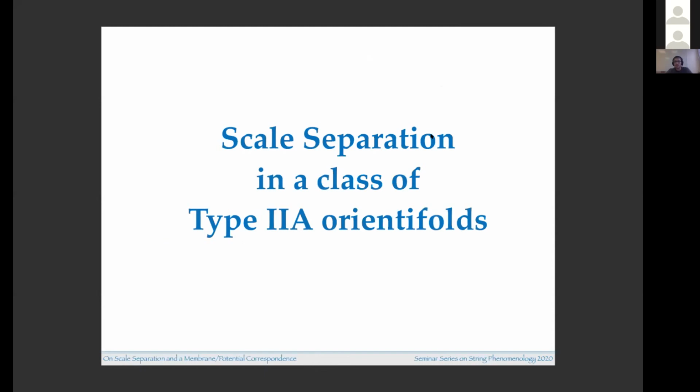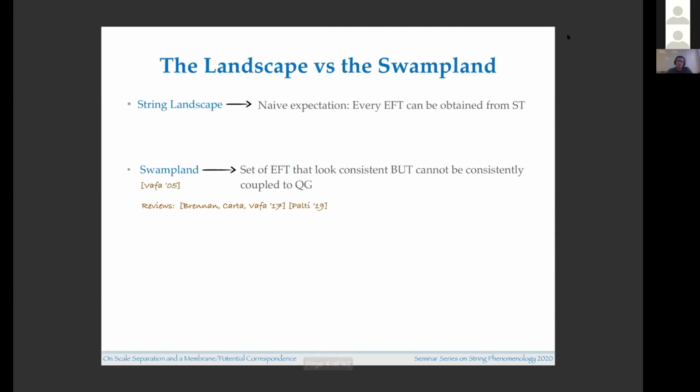Since this is a string pheno seminar talk, I guess I don't really need to introduce the swampland. So let me very quickly go over it and say just that the swampland is the concept that appeared as opposed to the landscape, in the sense that not every effective field theory which looks consistent in lower dimensions, or in lower energies, can actually be coupled to quantum gravity. In fact, there is a huge set of effective field theories that look consistent from the IR perspective, but cannot be coupled to quantum gravity. And these are the ones that we say belong to the swampland.